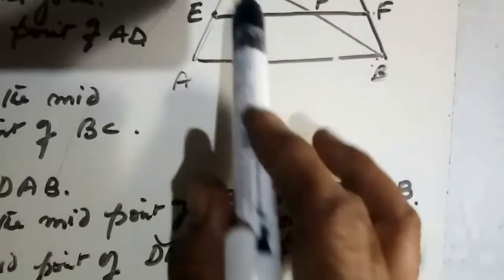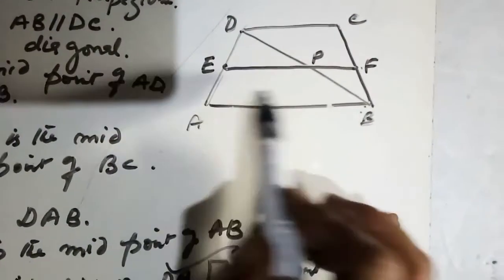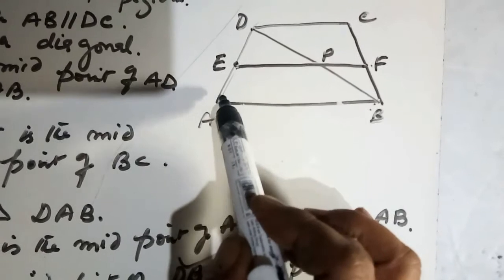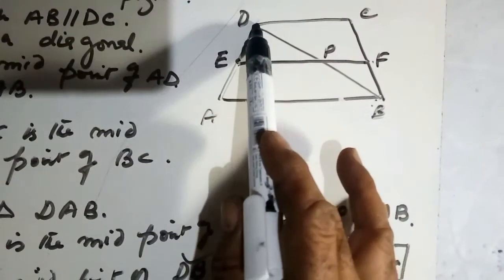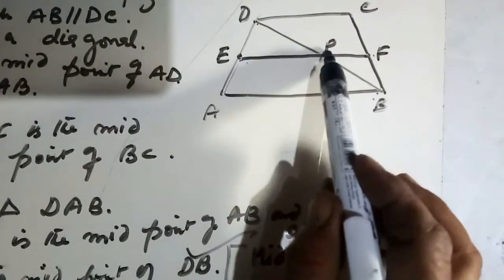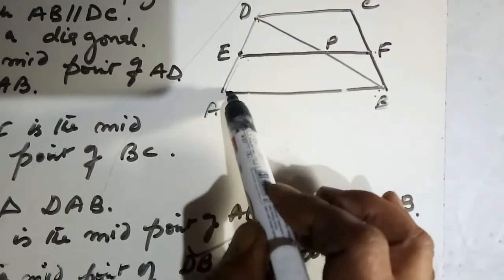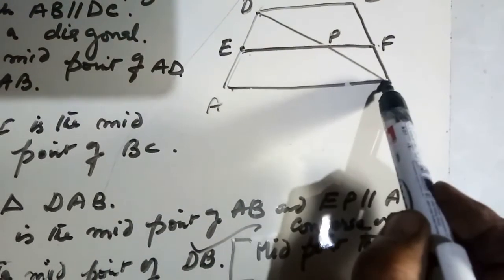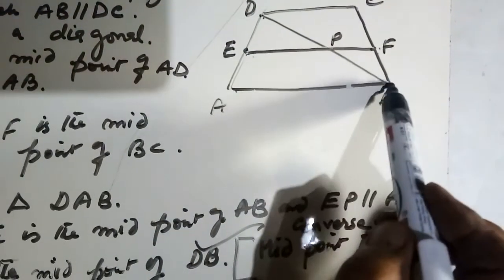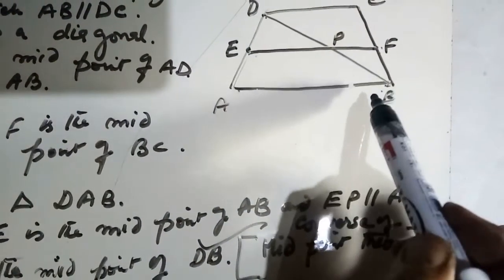This is triangle DAB. In this triangle, E is the midpoint of AD, which is given, and EF or EP is parallel to AB. This is also given. So P should be the midpoint on DB, because it is the converse of the midpoint theorem.